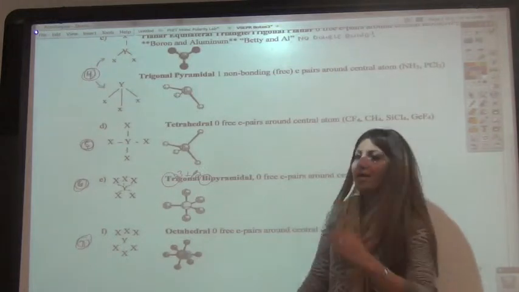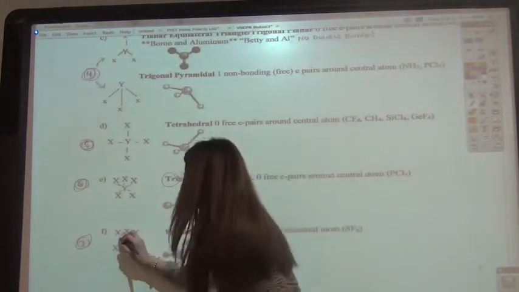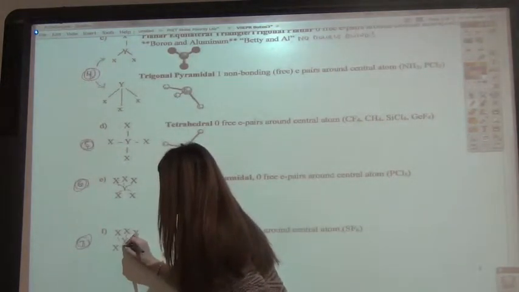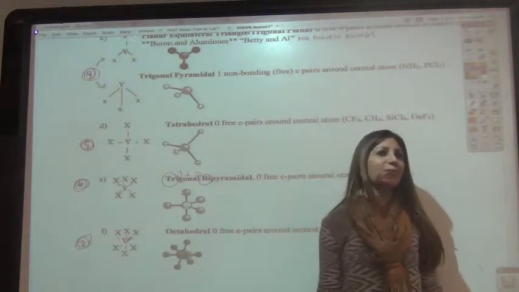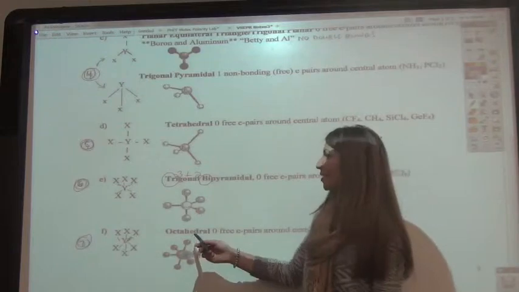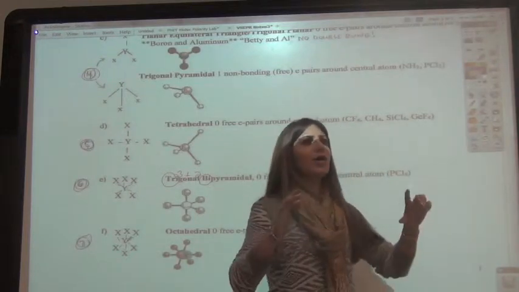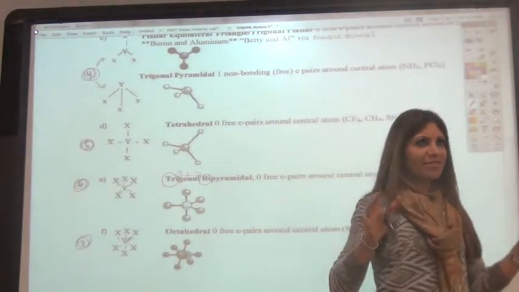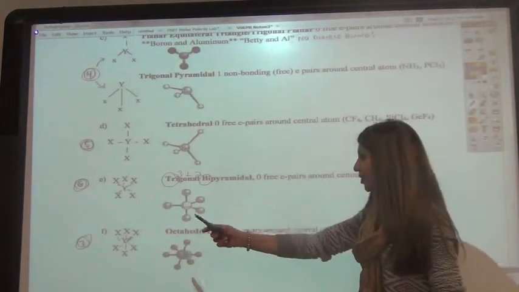This one here, I don't like the name of it. Why do I not like the name? Because it's got 6, and 6 would actually be not octa, but hexa. So they don't call it hexahedral. And there are what they call electron domains, and so that's why they call this octahedral.